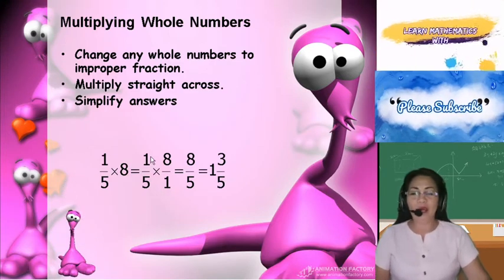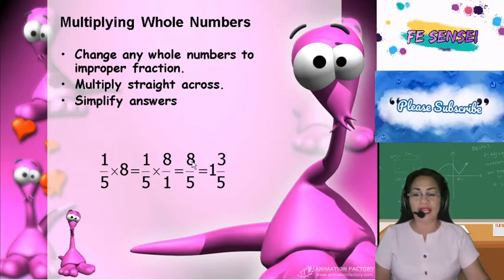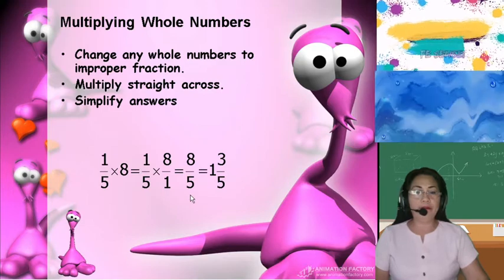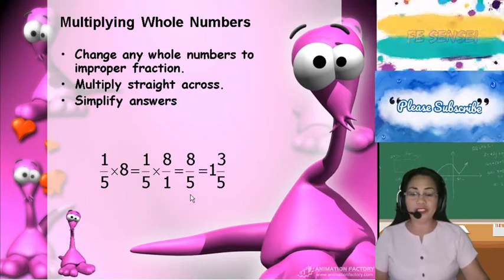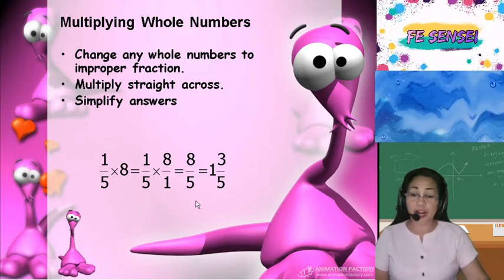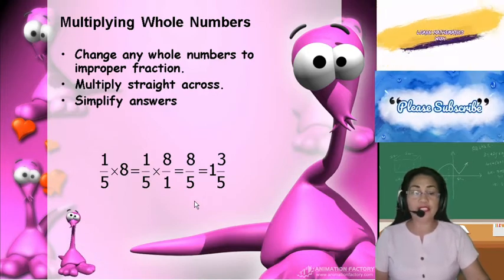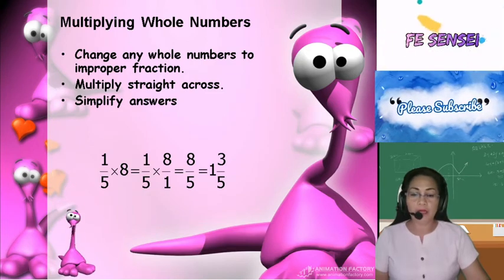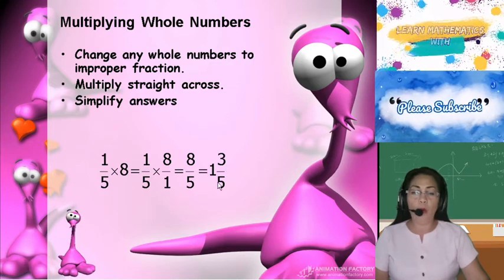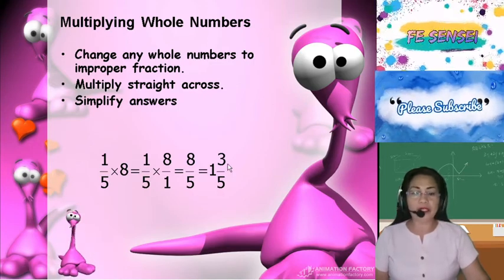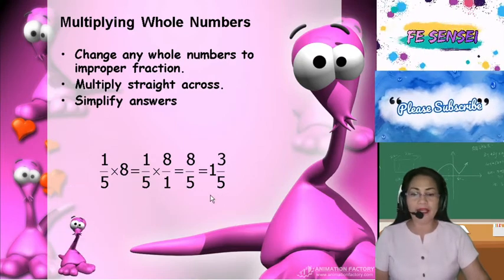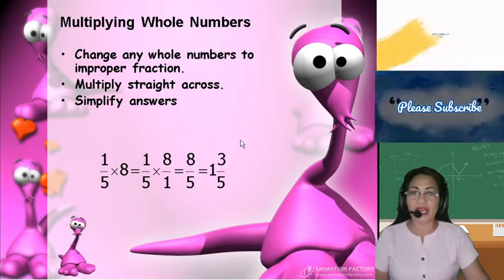Then multiply. 1 times 8 equals 8. 5 times 1 equals 5. 8 over 5 is an improper fraction. To reduce this improper fraction, we have to change it into a mixed number. So 8 divided by 5 equals 1 with a remainder 3, and copy the denominator 5. So the final answer is 1 and 3/5.